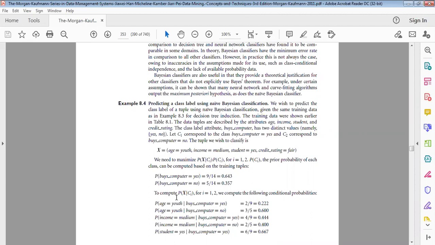Income is medium: P(income = medium | buys computer = yes) is 0.4, and P(income = medium | buys computer = no) is also 0.4. And P(student = yes | buys computer = yes) is 0.667, for those people who buy.